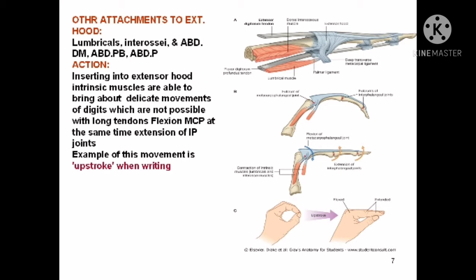By inserting into the extensor hood, the intrinsic muscles are able to bring about delicate, fine movements of the digits, the fulcrum-like movements at the metacarpophalangeal and at the interphalangeal joint. So at the metacarpophalangeal joint, the main action is flexion, and at the interphalangeal joint, the main action is extension. By this means, fine delicate movements can be brought about, an example being the upstroke when someone is writing.